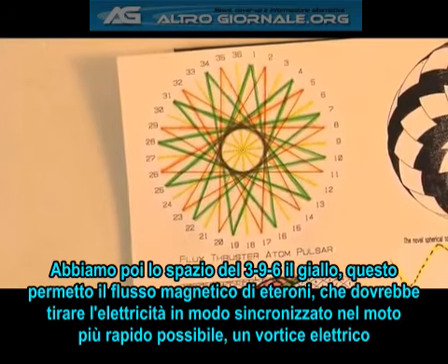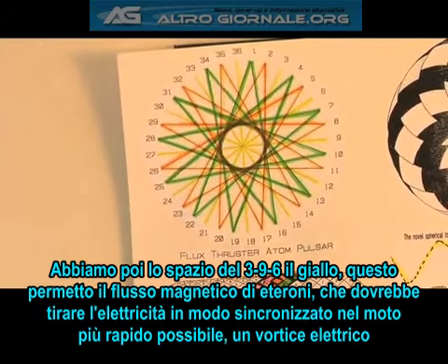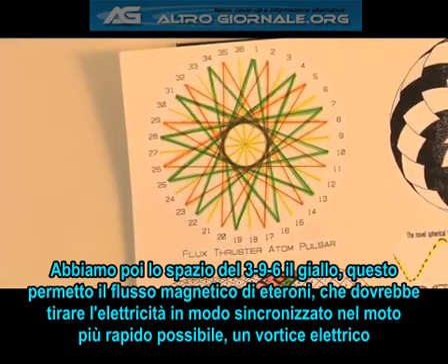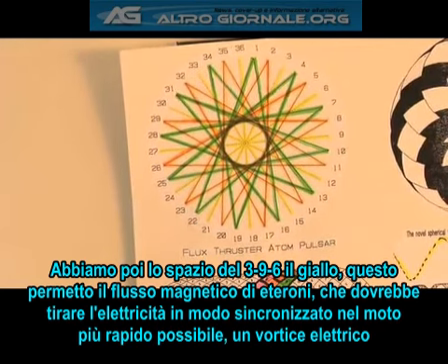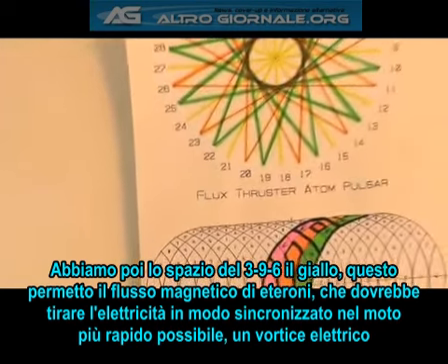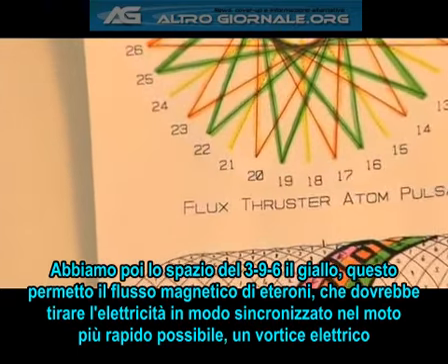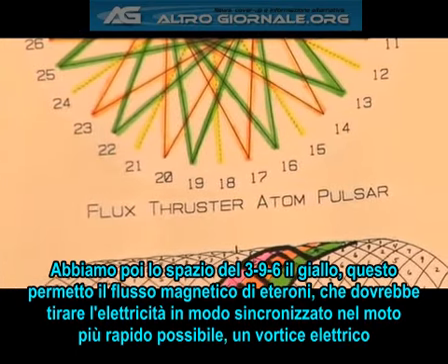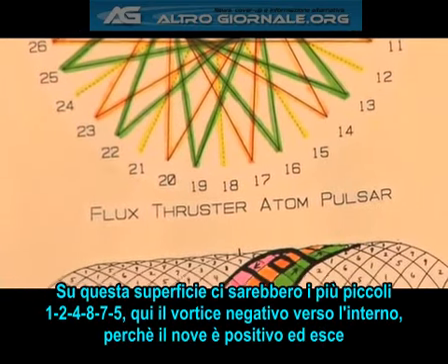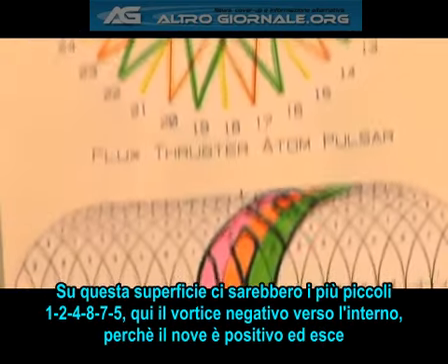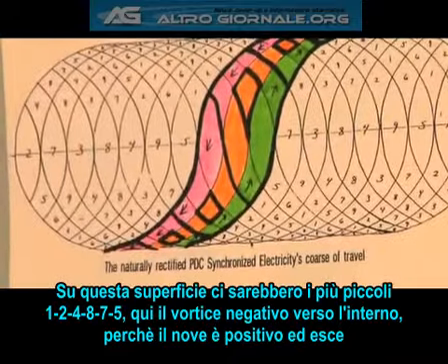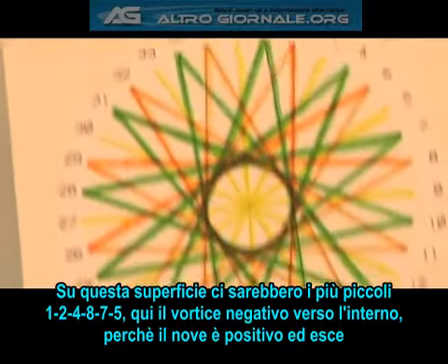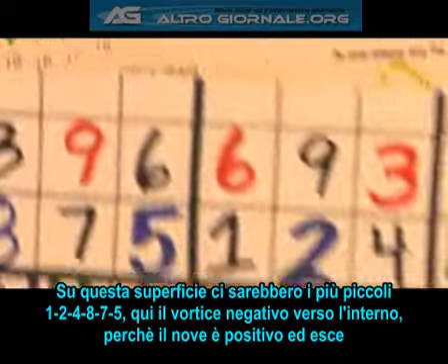That space allows this etheron flux magnetic field to occur, which is supposed to pull the electricity, entrain it, and synchronize it so that it moves at its fastest acceleration possible, making what's called an electrical venturi, an electrical vortex. Over the surface of this are supposed to be these smaller 1, 2, 4, 8, 7, 5s.